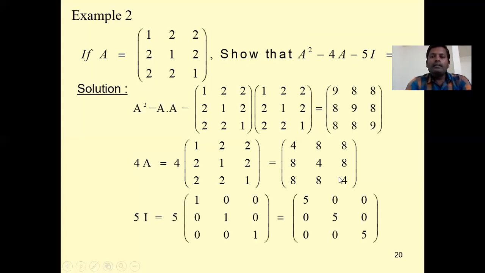We get the next one, 5I. I means what? Here the I means identity matrix. We know that the identity matrix of a 3 by 3 matrix is 1 0 0, 0 1 0, 0 0 1, but a 2 by 2 identity matrix is 1 0, 0 1. Here the 3 by 3 matrix is given, so we apply 1 0 0, 0 1 0, 0 0 1. Now we do the multiplication 5 into I: 5 0 0, 0 5 0, 0 0 5.